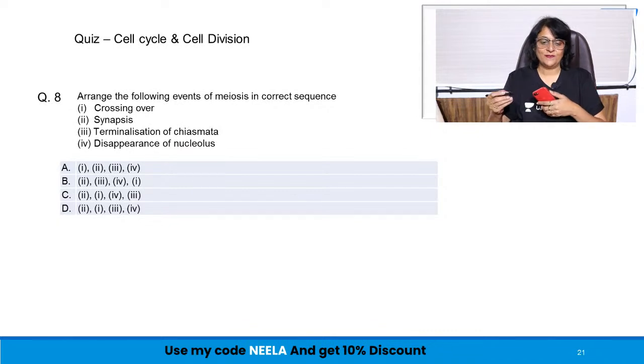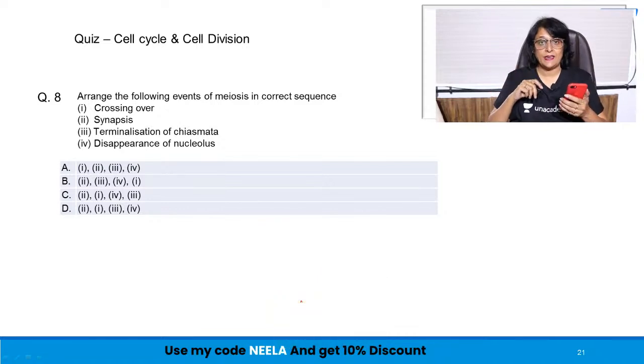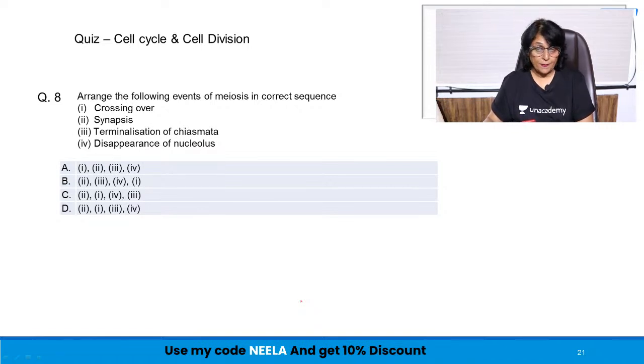One more question. Now this is interesting. I like this question very much. Let us see how many of you attempt this one right. This is question number 8. There are certain events given. You have to arrange them in the proper order. The orders have already been given in the option. You have to choose the one which is the most appropriate.